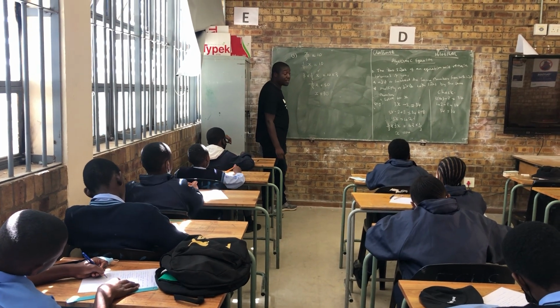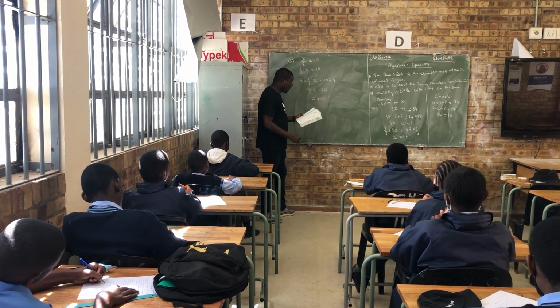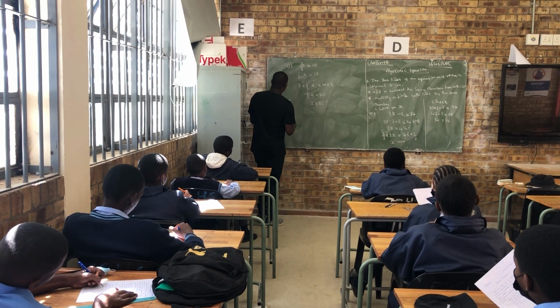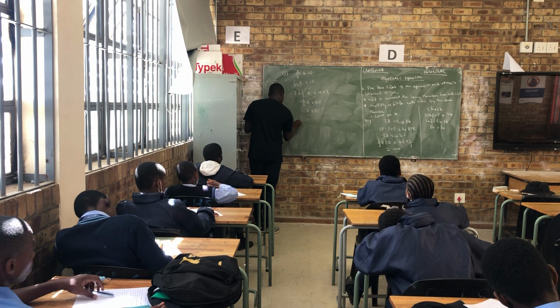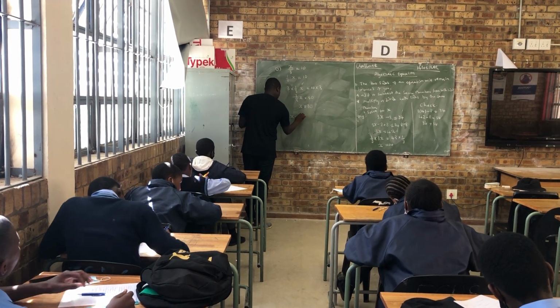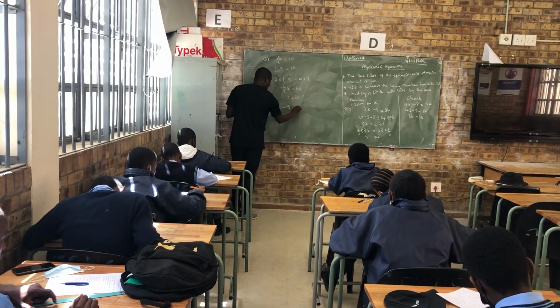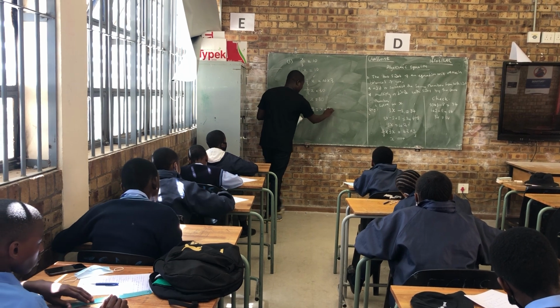Can you see how easy it is? Okay, let me give you another one. Number C, where you are going to try on your own: 3x subtract 5 equals x add 9.